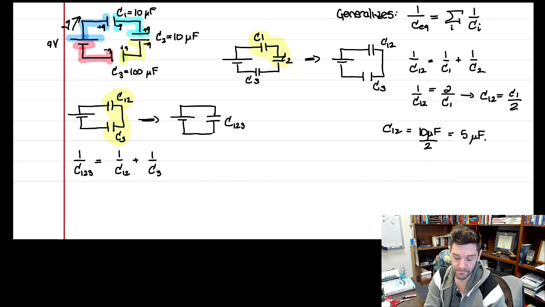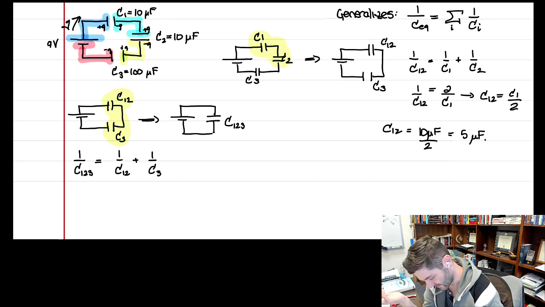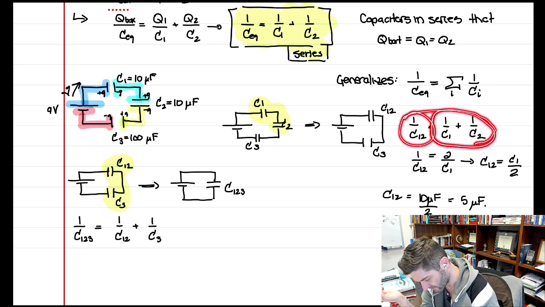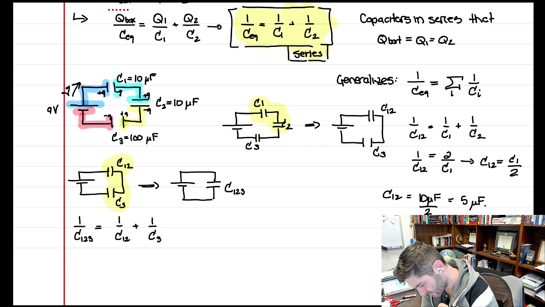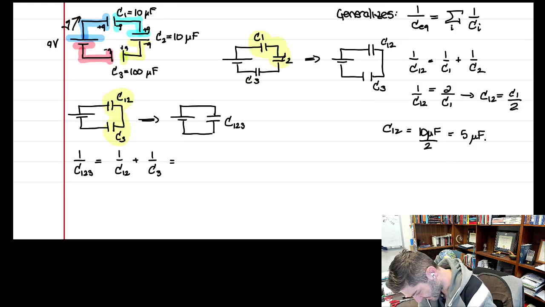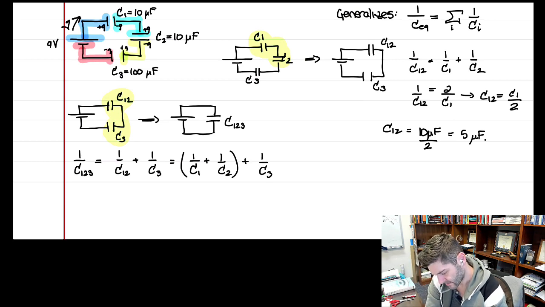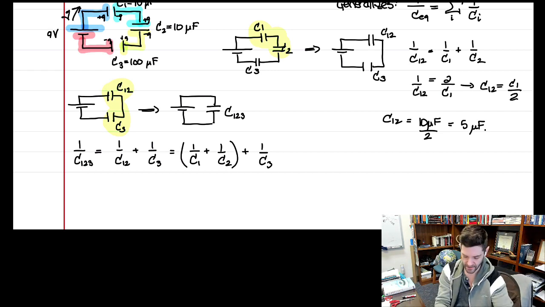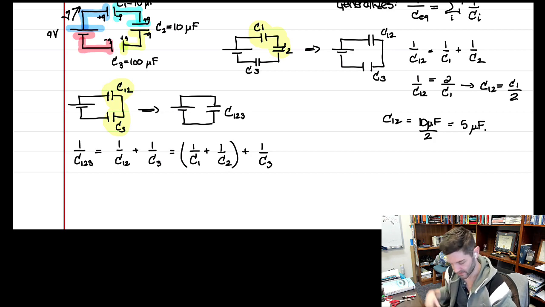Before I plug in numbers, let's just show an example of this general formula. I said that 1 over C12 is the same thing as 1 over C1 plus 1 over C2. So note that this is also the same thing as 1 over C1 plus 1 over C2, that's the C sub 12, and then the 1 over C sub 3. So indeed, it looks like that general formula is holding, right? If I wanted to go from all three capacitors to one right away, I could just do 1 over C1 plus 1 over C2 plus 1 over C3, and then that is equal to 1 over C123.